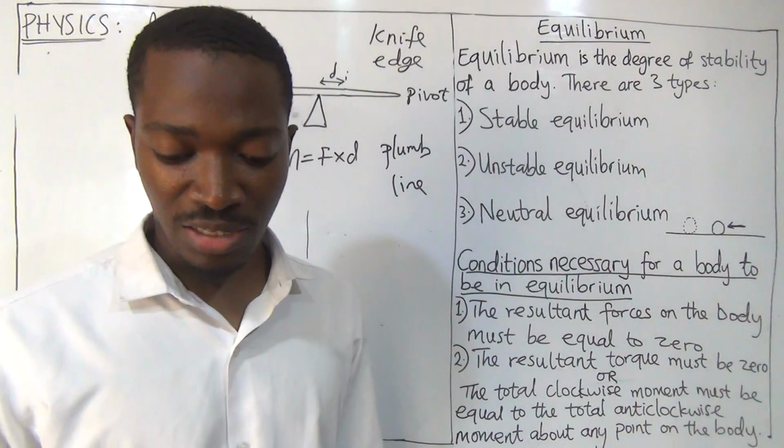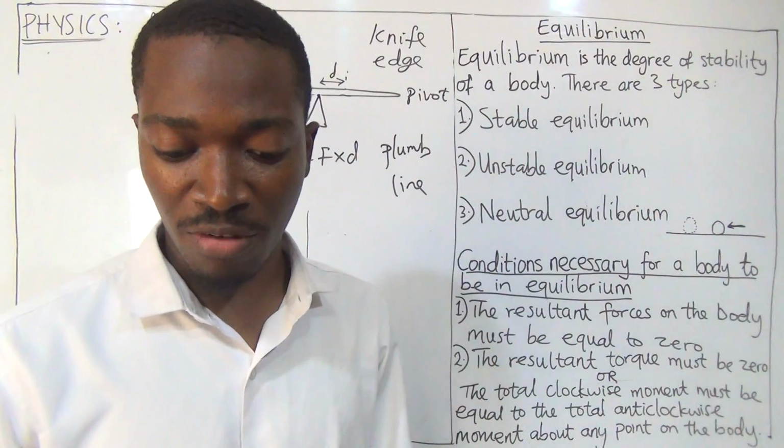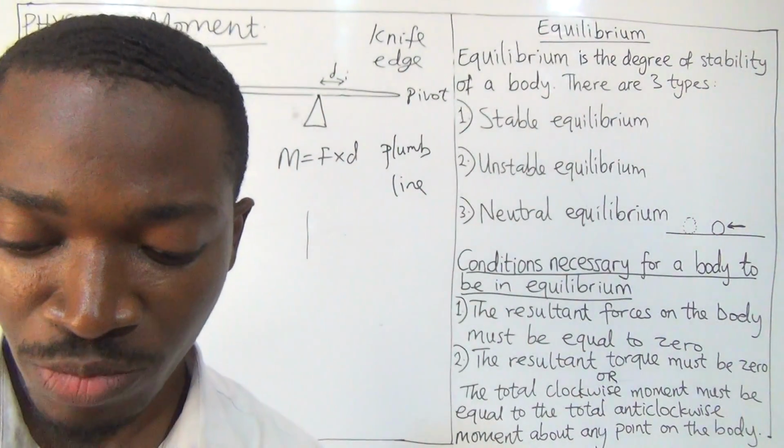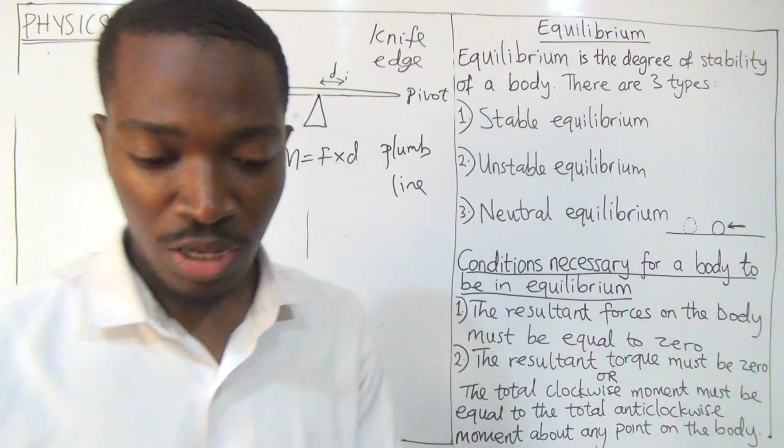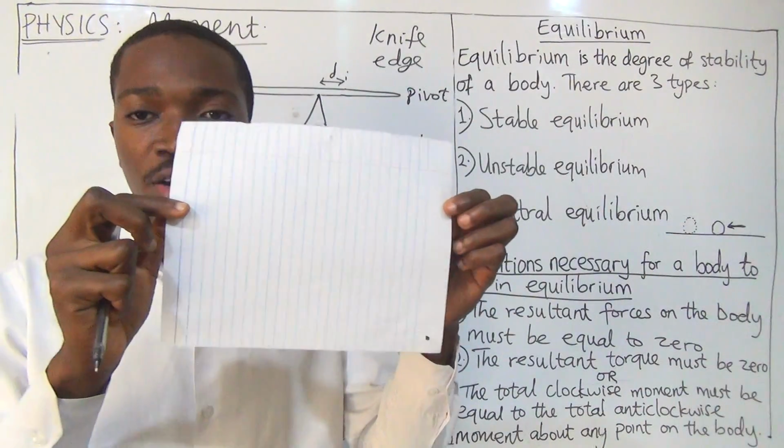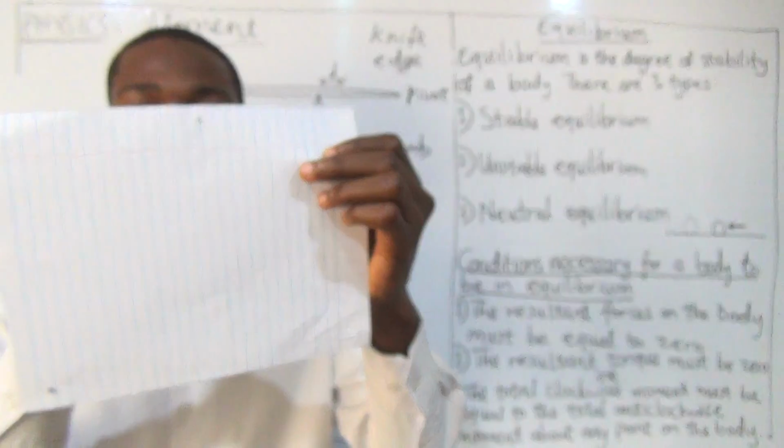Let us take other examples. Let us find the center of gravity of objects of various shapes. Let us deal with a rectangle. I produce a hole here.